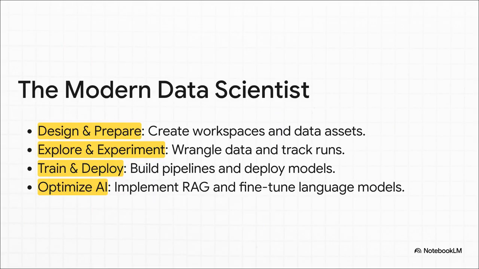So, when you put it all together, this is what a modern data scientist looks like. They're an architect, designing their whole environment. They're a detective, exploring the data for clues. They're an engineer, building and deploying models. And now, they're on the cutting edge, tuning these huge language models with advanced techniques. It's a role that's a true mix of science, engineering, and a whole lot of responsibility.